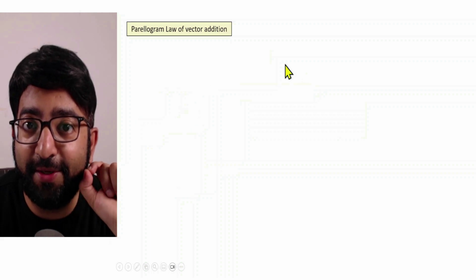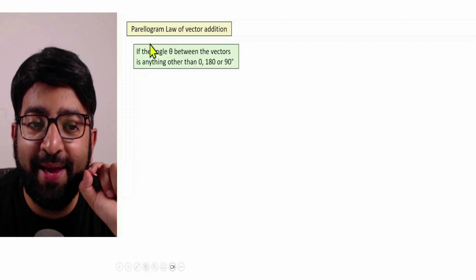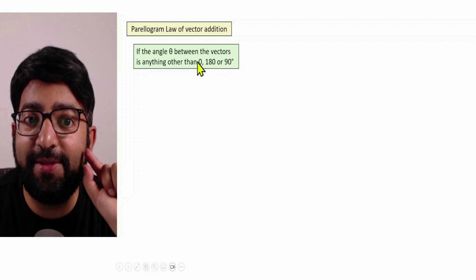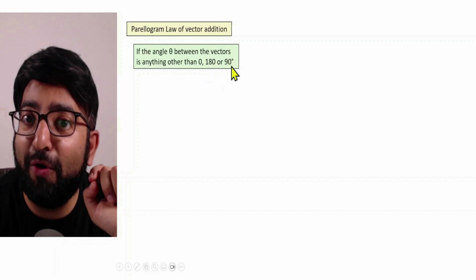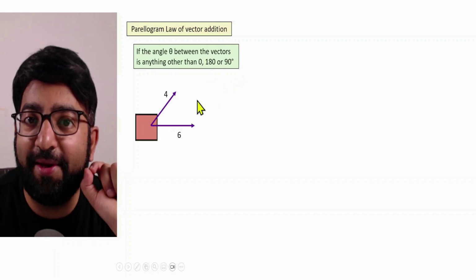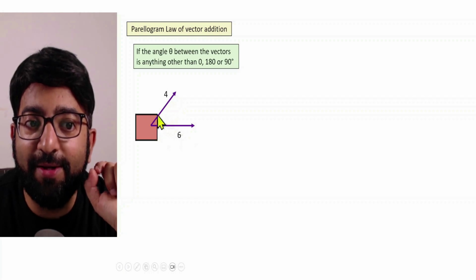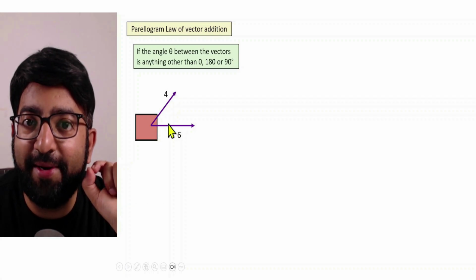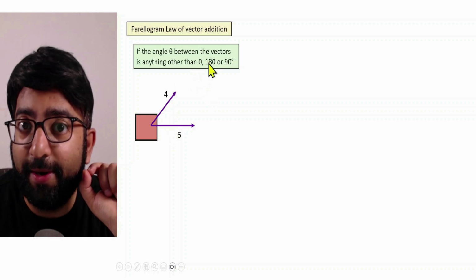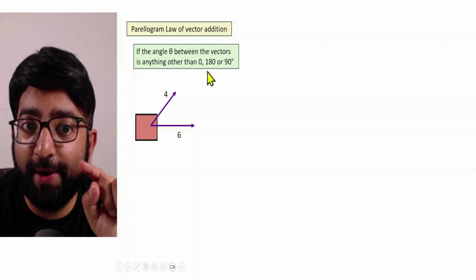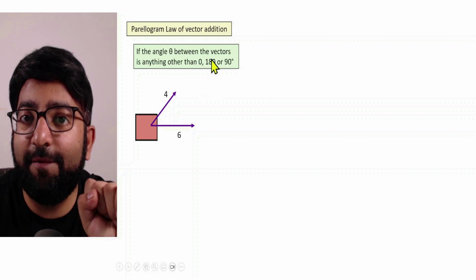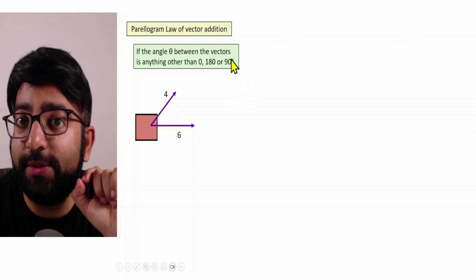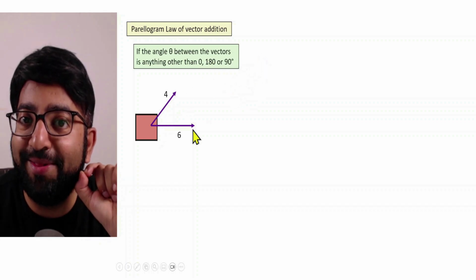Now let us consider a situation when the angle between the vectors is neither 0 nor 180 nor 90 degrees. What do we do in that case? So here we can see the angle is neither 0 nor 180 nor 90 degrees. When the angle was 0 degrees, for resultant we added the two vectors. For 180 we subtracted the vectors, and for 90 degrees we use the Pythagoras theorem. But what do we do in this case?